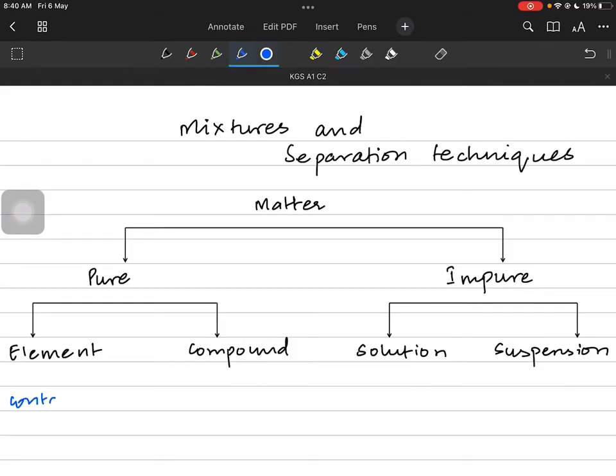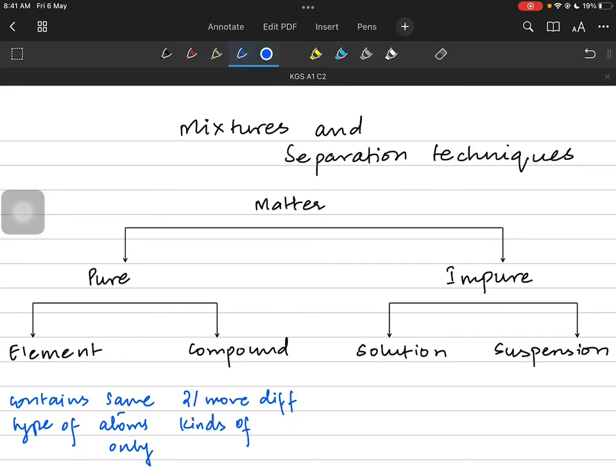An element is a substance which contains the same kind of atoms. There are no two different kinds of atoms. All of the atoms are exactly the same. They have the same proton number. When we talk about compounds, compounds can have two or more different kinds of elements, which means different kinds of atoms, chemically combined together. So there's a specific ratio, a very specific kind of chemical bonding behind the combination of these elements to make a specific compound.